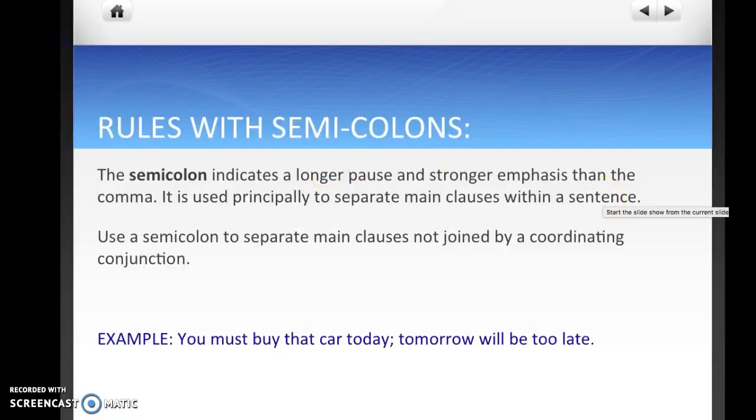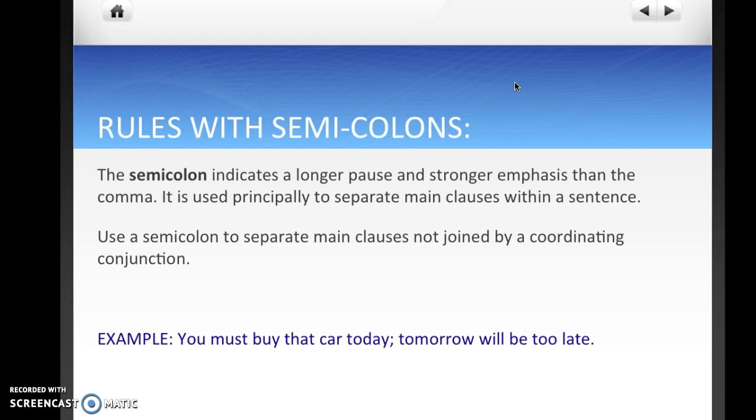So I'm going to continue with going over one final punctuation and a set of rules. This is with semicolons, and the semicolon indicates a longer pause and stronger emphasis than the comma. It's used principally to separate main clauses within a sentence. You want to use a semicolon to separate main clauses not joined by a coordinating conjunction, and if you remember what those are, that's like the FANBOYS, right? For, and, nor, but, or, yet, or so.